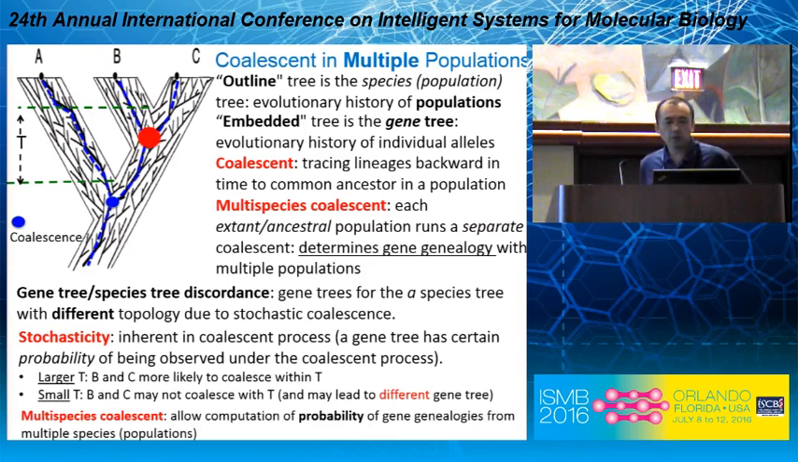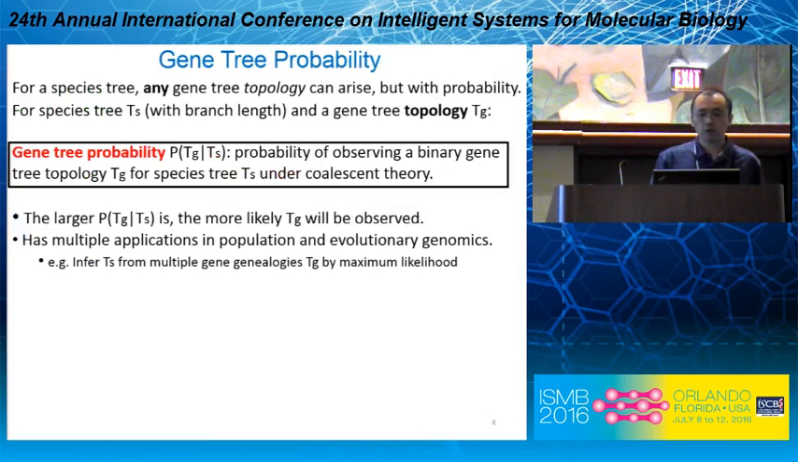So the multi-species coalescent allows computation of the probability that we observe a specific gene genealogy, based on the coalescent theory.